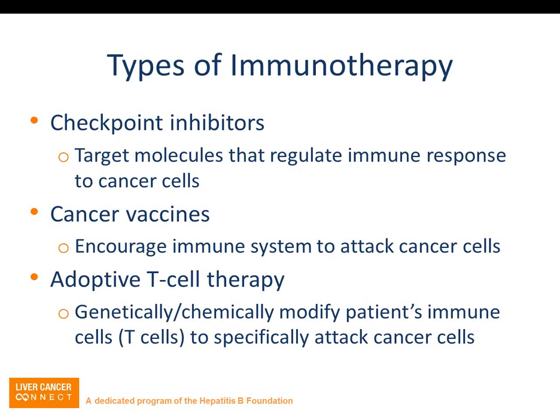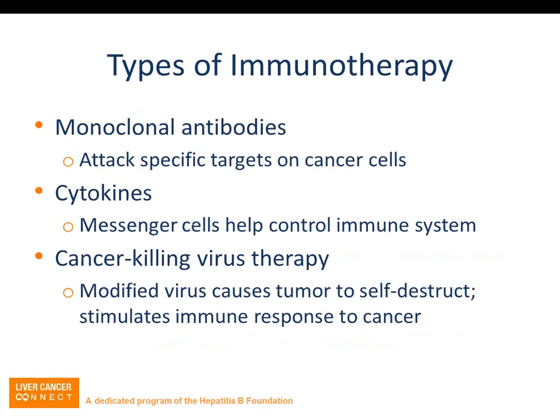Then what if you can take the patient's immune cells, modify those, and then attack the cancer cells, called adoptive T cells. T and B cells are part of the immune system that help control infection, but they also are very important for cancer. Monoclonal antibodies are single antibodies that target very specific sites on cancer cells. Cytokines are messengers that are involved in immune or inflammatory response that can attack cancer as well.